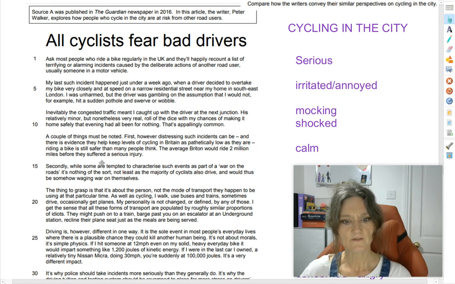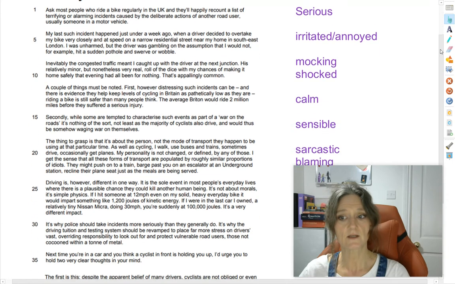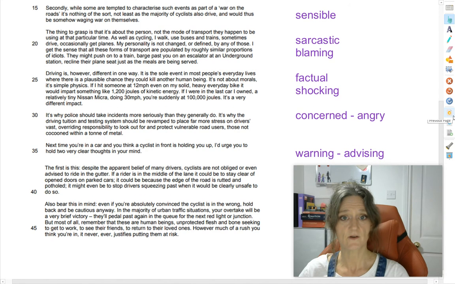In this one, he gives some facts, doesn't he? "The average Briton would ride 2 million miles before they suffered a serious injury." And he delivers these facts in a calm mood. So his point of view is calm as he's giving us these facts. You might choose totally different mood words, and that's fine. I've gone on here to say he's being sensible in this one. So he's being realistic might be another word that I could use there. Sensible, realistic. It's like people who cycle drive cars as well. So we can't just say that all car users hate all cyclists because that would be silly.